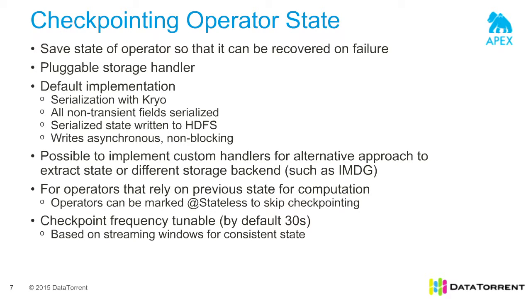For operators that rely on the previous state for their computation, the state needs to be checkpointed. But for operators where that is not the case, checkpointing can be skipped completely, and the overhead of serializing and saving state to HDFS can be eliminated, such as an operator that performs a simple function that requires only the context of the event for its operation. Checkpointing frequency is tunable. The unit for that is the number of streaming windows, and the default is 60, with a streaming window of 500 milliseconds that amounts to 30 seconds between checkpoints.